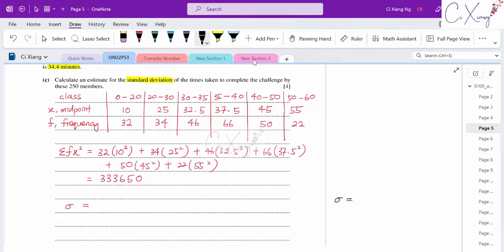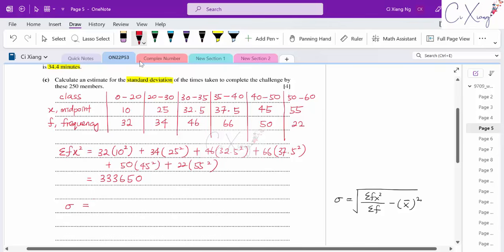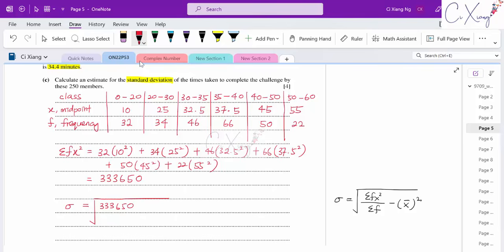The formula will be the square root of the summation of fx squared divided by the summation of f, then minus the mean square. So I will just plug in the values that I get into the formula to get the answer for standard deviation. The summation of fx squared is 333,650 divided by the summation of f, which is 250. Then minus the mean. The mean is given in the question just now, which is 34.4.